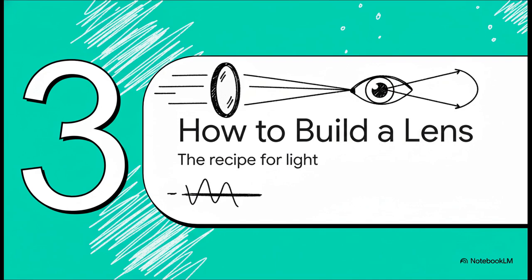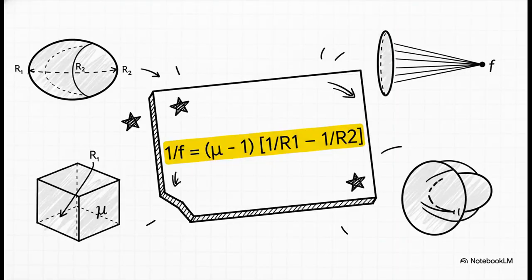So how do we actually use those rules to build the tools that shape our world? Like lenses. This right here is the lens maker's formula. Think of it as the master recipe for making a lens. It connects everything. That Greek letter mu stands for the material's refractive index, basically how much it can bend light. And R1 and R2 are just the curvatures of the lens's two sides. With this formula, an engineer can pick the right glass and the right curves to make a lens that focuses light exactly where they want it to go.